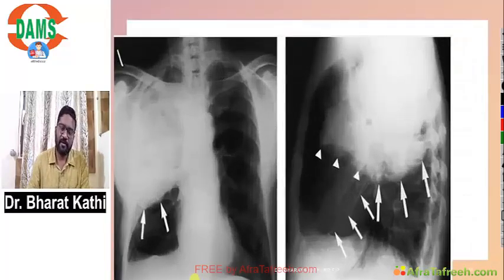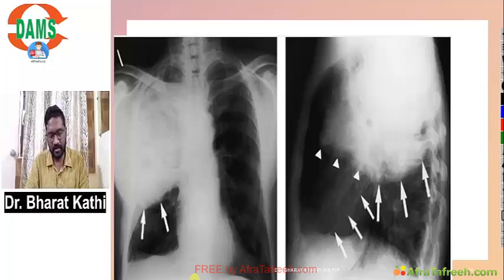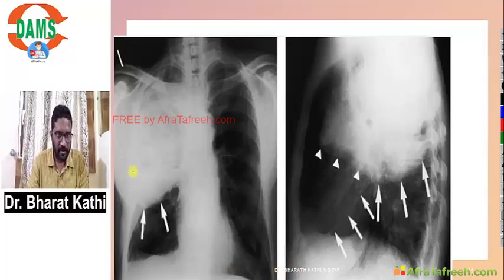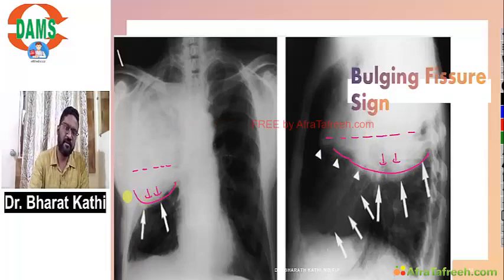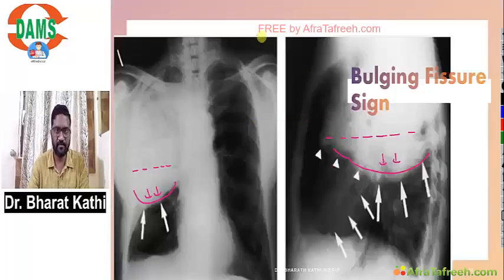Now tell me, what is this classical chest X-ray finding called? We will go through all these spotters now very rapidly. Anybody answer? Normally the horizontal fissure should be straight, but it has bulged down like this. So this is a classical bulging fissure sign. This is seen in which pneumonia? It is seen in Klebsiella pneumonia.